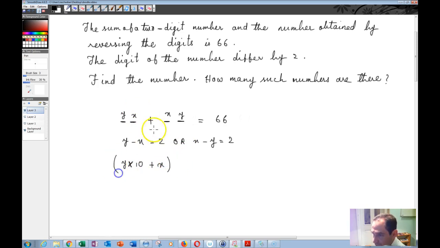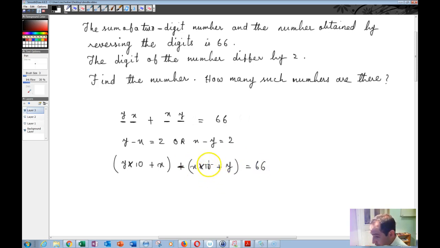And this is the original number. And if I reverse the digits and add the value of that number to this number, I would get x times 10 plus y, and this is the ones place, so times 1, so I don't write it over here, and this is the tens place, so times 10. This is equal to 66.